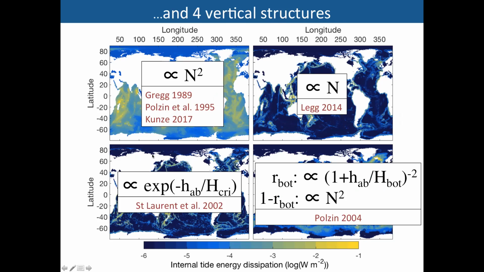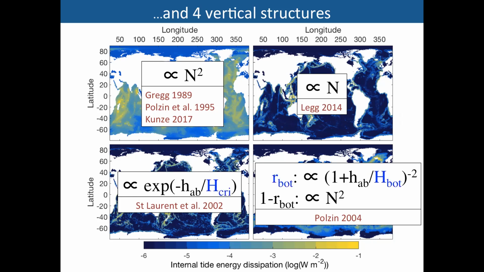So these are the 4 maps we have, and then we need to distribute the energy in the vertical. So we simply use a vertical profile that's proportional to N squared for the wave-wave interactions. N is the buoyancy frequency. For the shoaling, it's proportional to N. The dissipation at critical slopes is really intensified at the bottom, so it's an exponential decay with height above bottom. HAB here is height above bottom. And at the bottom right, it's only slightly more complicated. There is a fraction of the energy that's bottom intensified, and another fraction that scales with N squared.